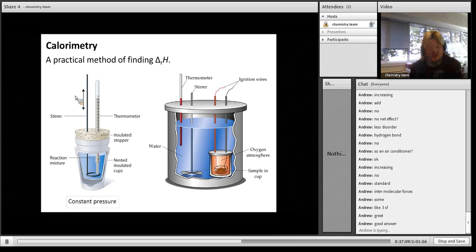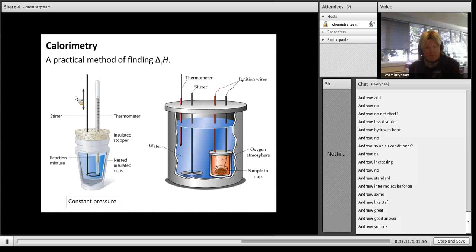The other one that's shown on the right is what we call a bomb calorimeter, and that's constant volume. Correct, because there it's happening inside that volume. It's a fixed piece of metal. The volume doesn't change, but as this substance is burning and giving off gases, it's obviously increasing the pressure. So it's not constant pressure, but it is constant volume.